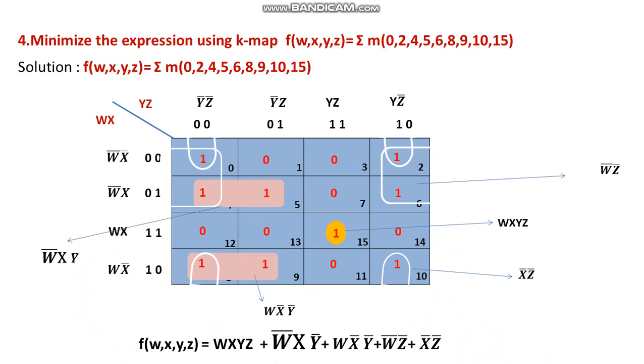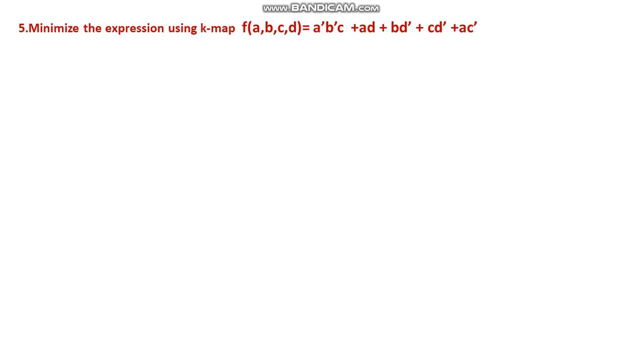Okay, right. So take down one more problem now. Okay, so take down an example. Minimize the expression using K-map. F of A, B, C, D is equal to A bar B bar C plus AD plus BD bar plus CD bar plus AC bar. Right? So just observe this equation. This equation is not in a canonical form. Means this expression is not in a canonical form.